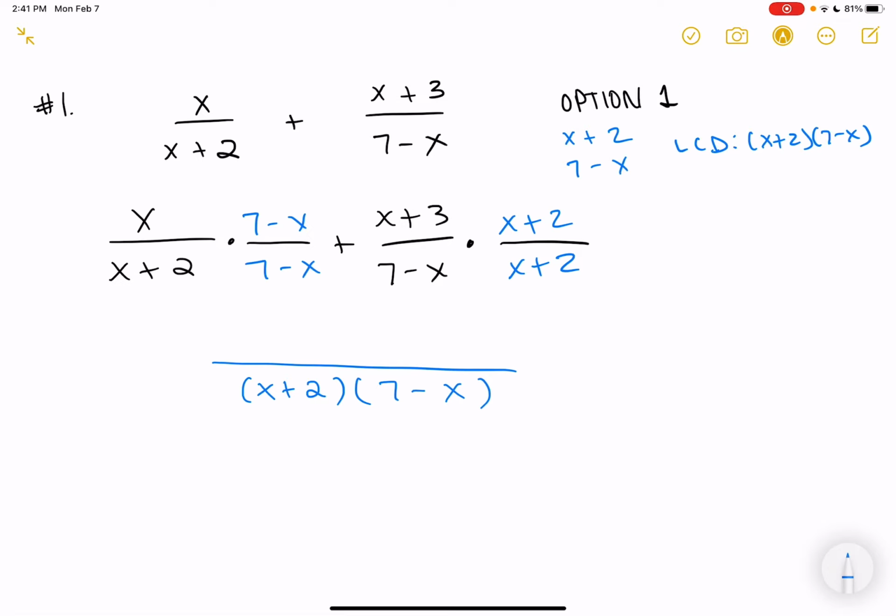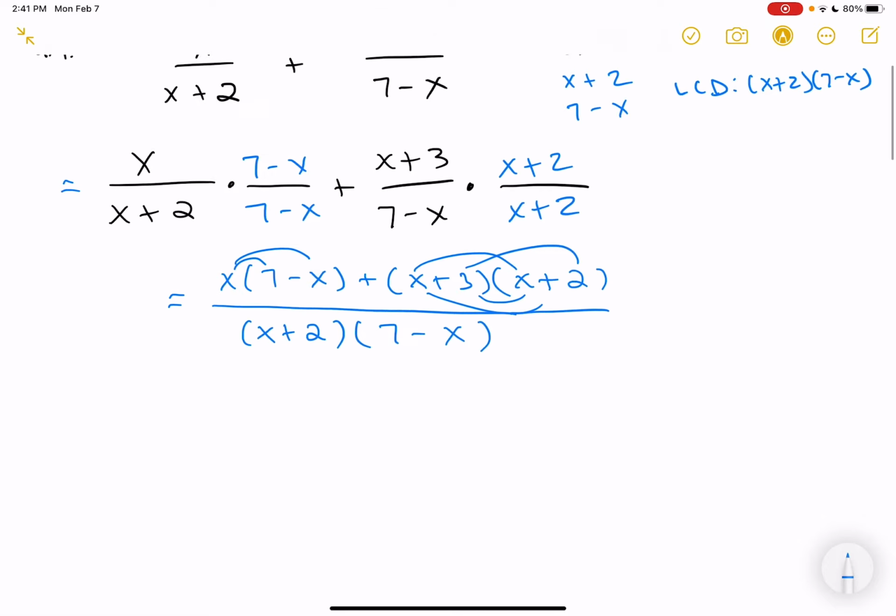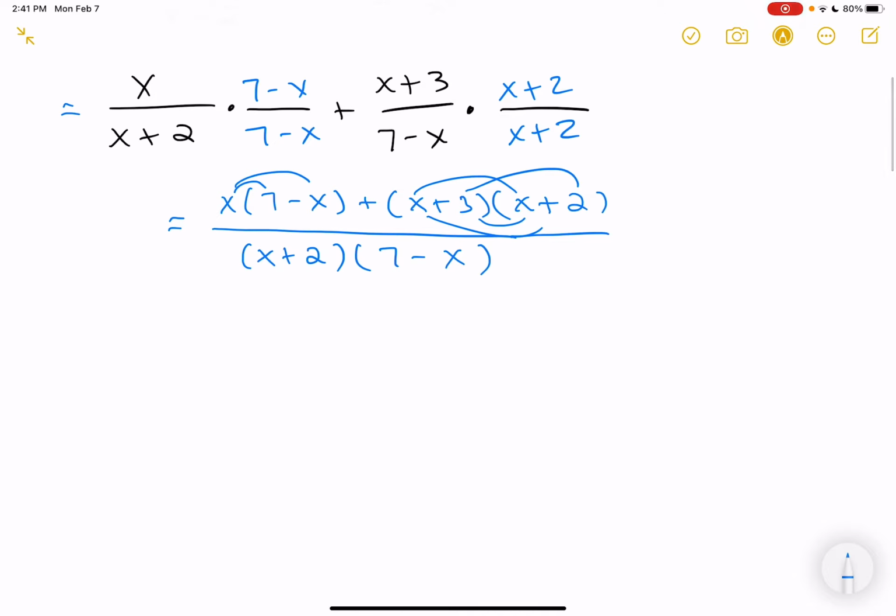And up top here, now we have an x times the quantity 7 minus x plus x plus 3 times the quantity x plus 2. Now we're going to go ahead and distribute this x, and then we're going to use FOIL to do first, outer, inner, last. Okay, so go ahead and push pause and see if you can do that, and then come back when you're ready.